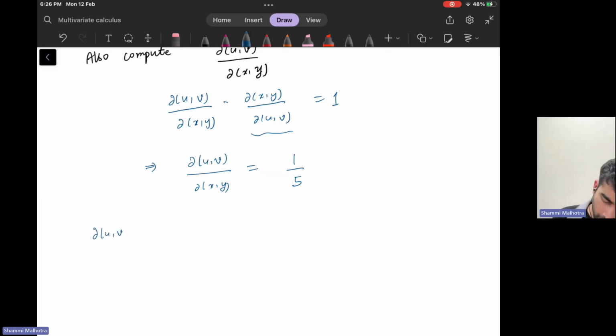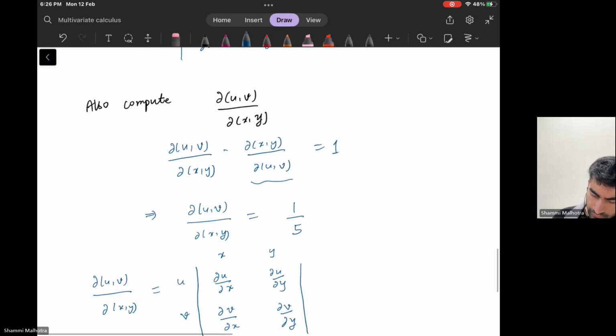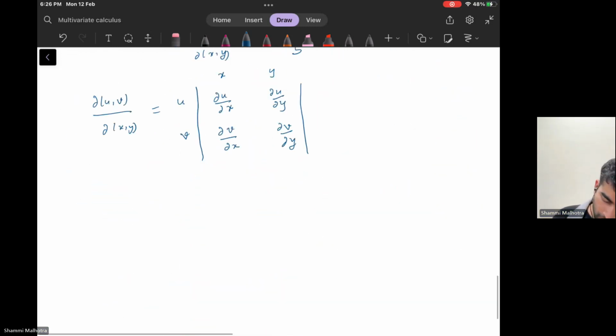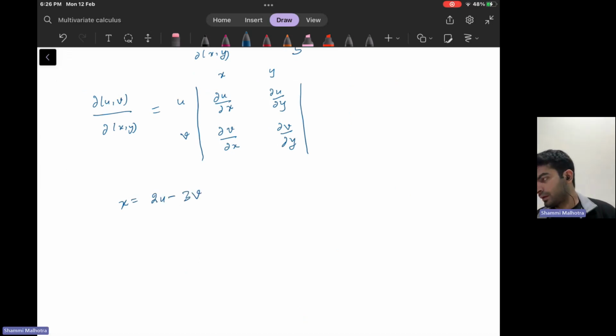So del uv by del xy would be just evaluating the determinant of these things. Again we have u, v, and I have to differentiate with respect to x and y. So del u by del x, del u by del y, del v by del x, del v by del y. Now I know x is 2u minus 3v, and y is u plus v.